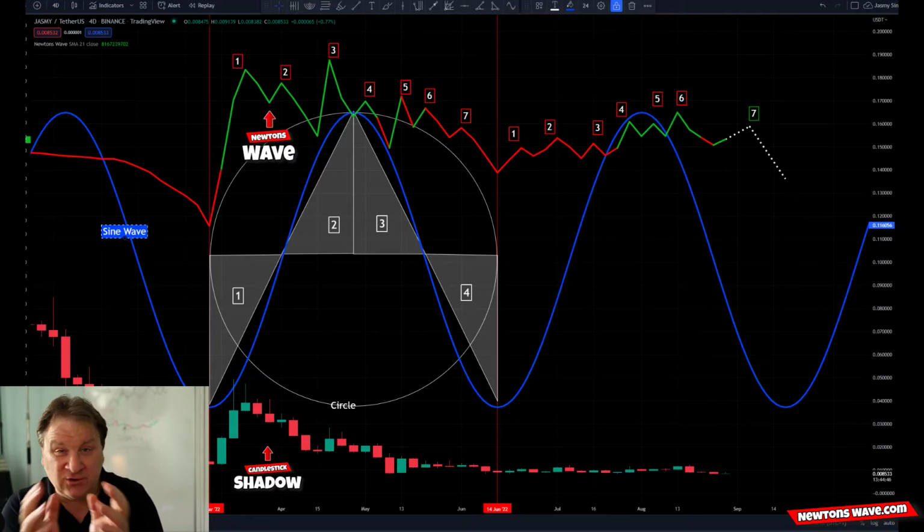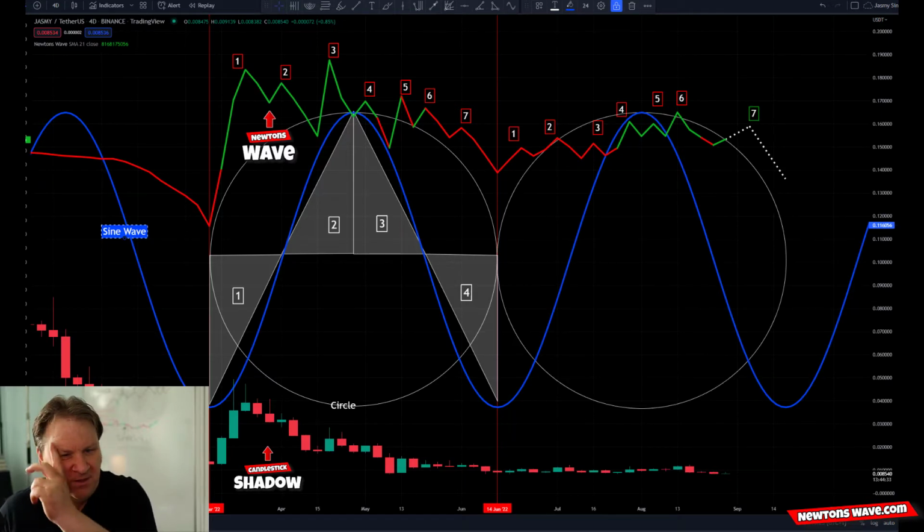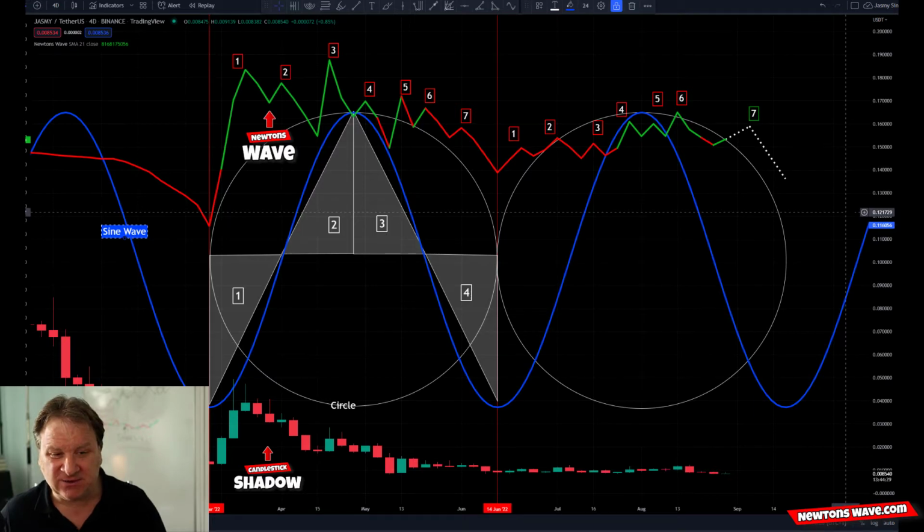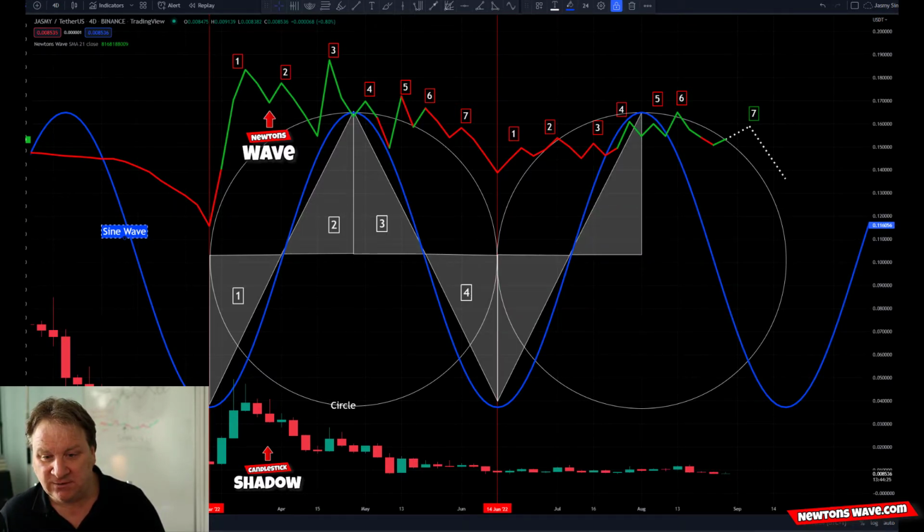But we're not just using that. Some people could say to me, you're just guessing there, mate. Well, this is where circles and the mummy sine wave come into play. So now let me reveal the other circle. There it is, look at that. So there's the other circle. Let me now add the other triangles: 1, 2, 3.